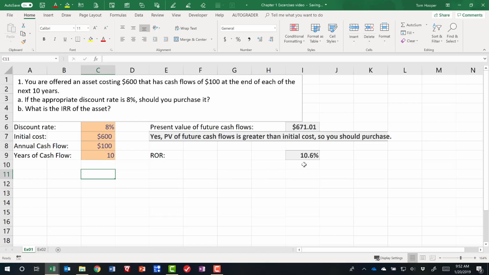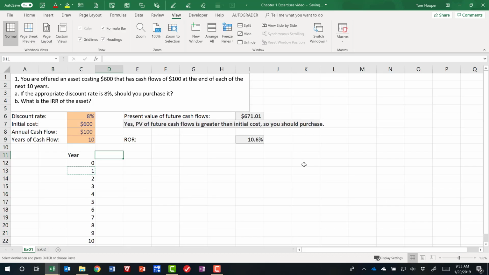Often we would build out a table where we indicate our years and our cash flows. The first one being the negative of the initial cost. Everything after being the annual cash flow, put an absolute value on that. We can copy, control down, control shift up, paste. And this is much like the one we did in class.